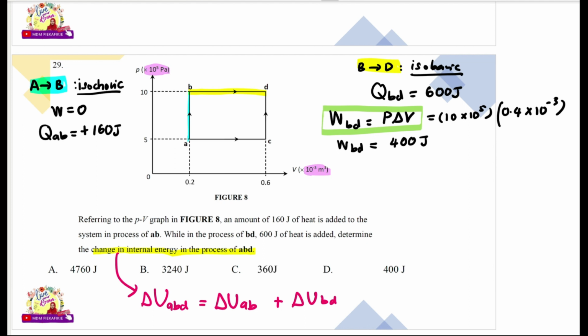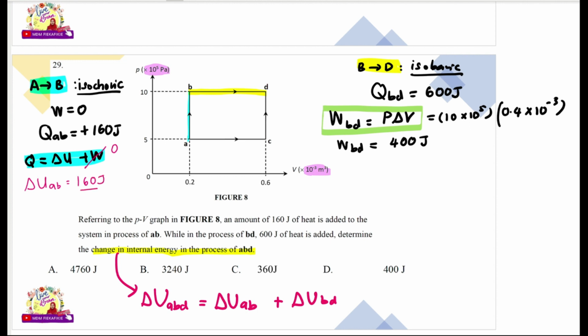Okay. So delta U AB, kalau W equal to 0. So based on first law of thermodynamics equation, Q is equal to delta U plus W. Kan? Ingat tak formula ni? Okay. So, kalau W kosong, automatically delta U AB is equal to Q, iaitu 160 joule.